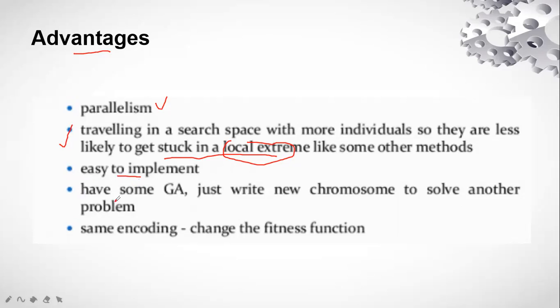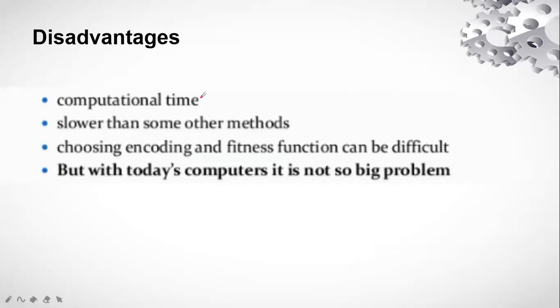Next one is that it is easy to implement. Then next, with GA, we just write new chromosomes to solve another problem. That means genetic algorithm problems can be solved easily with the help of new chromosomes. Now, the same encoding can be used while changing the different fitness functions. That means if we want to apply different fitness functions for different problems, we can apply the same coding. Now, what are the disadvantages? Sometimes the computation time is too much, right? And this method is comparatively slower than some other methods, right? Choosing encoding and fitness function can be difficult, but with today's computers, it is not.